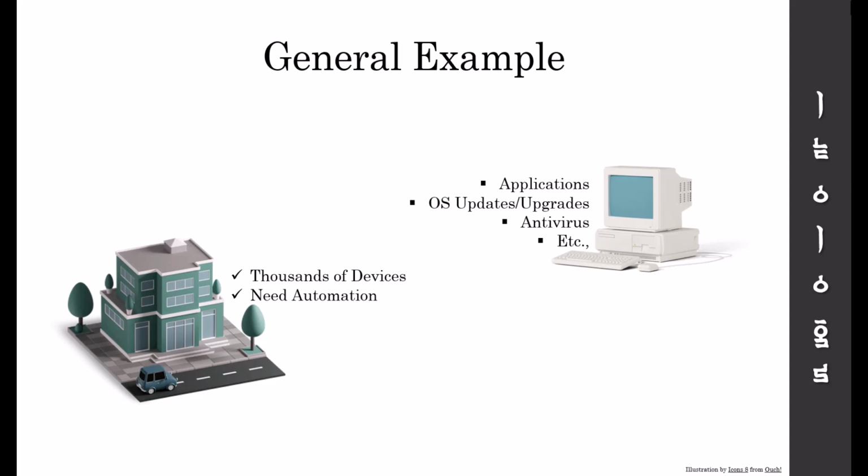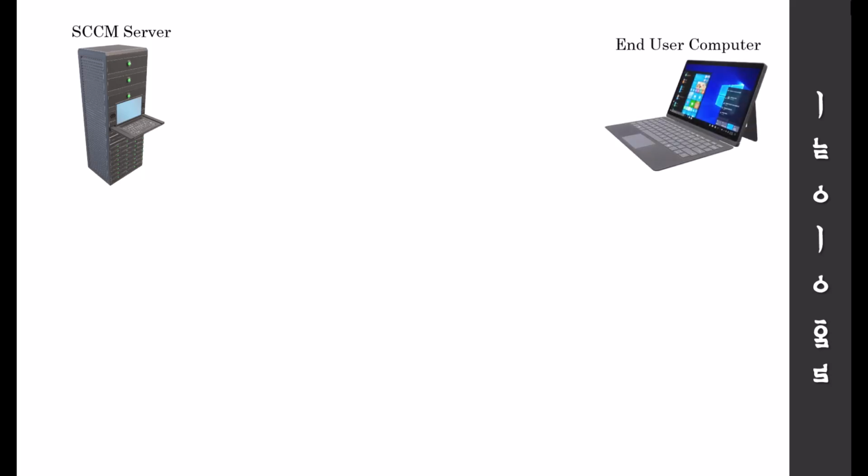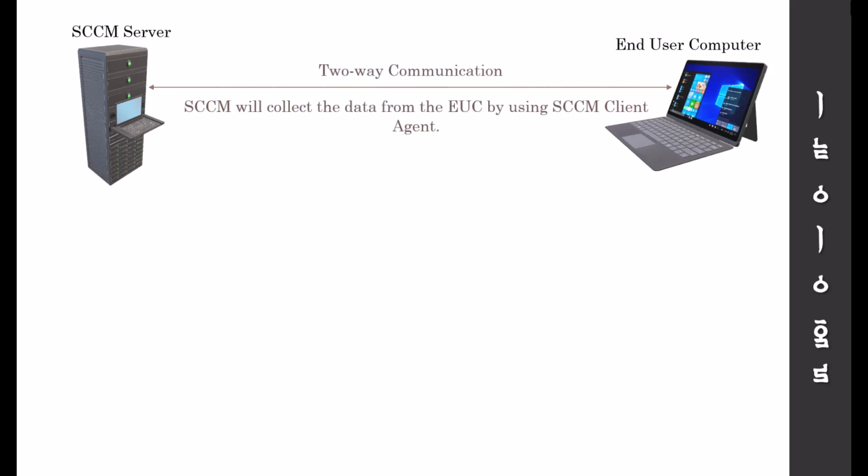So to better understand the software, let's take a real-time example. Let's imagine we configured the SCCM server and also we have the end user computer. The SCCM server will collect the data from the end user computer by using the SCCM client agent. The client agent is a simple software. We need to install the client agent in the device. Once the client agent is installed successfully, only then is the SCCM server able to control that machine. So the client agent is very important. It is the first thing we need to do.